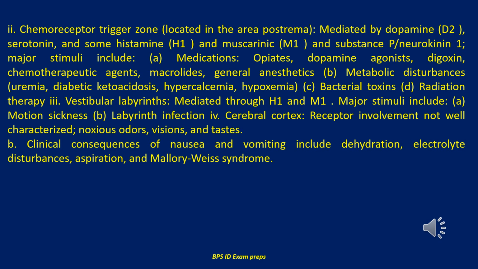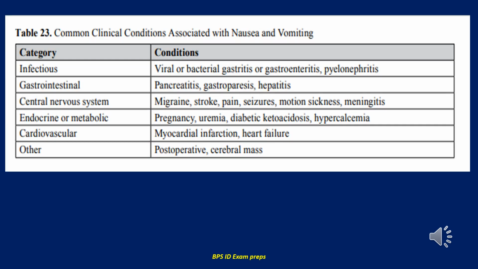4. Cerebral cortex. Here the receptor involvement is not well characterized. Noxious odors, visions, and tastes cause it. B. Clinical consequences of nausea and vomiting include dehydration, electrolyte disturbances, aspiration, and Mallory-Weiss syndrome. Pause the video and carefully scrutinize Table 23 summarizing common clinical conditions associated with nausea and vomiting.